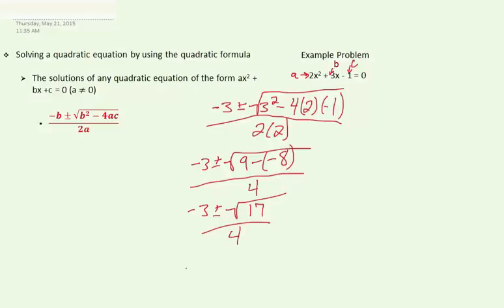of 17. So if we do so, we'll have -3 plus the square root of 17 divided by 4, and -3 minus the square root of 17 divided by 4. Now we can plug both values into the original equation and see if we'll get 0. And if we do so, we'll see that both of these statements are true.